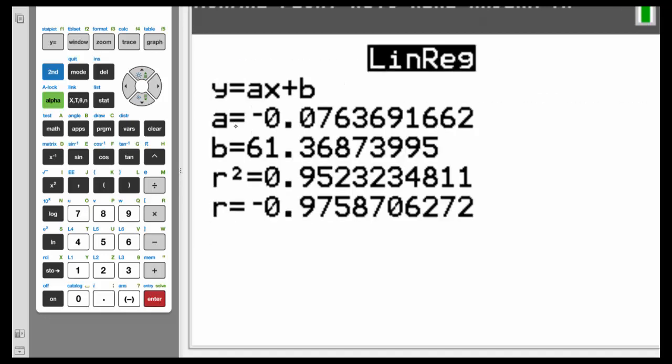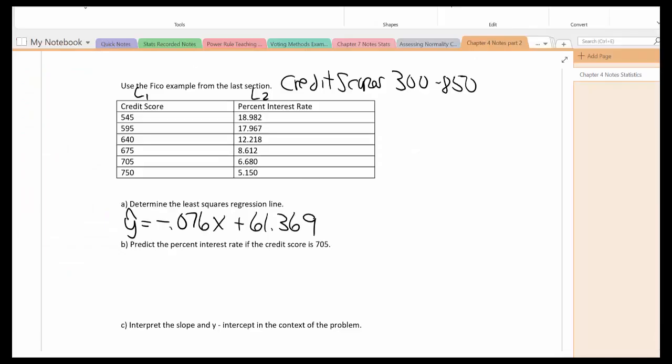So again, our slope is the A, so rounding to 3 decimal places, that's negative 0.076. The y-intercept is B, rounding that to 3 decimal places, that'll be 61.369. So let's put this on the paper now. Okay, so the least squares regression line, remember it's y hat, not just y, is equal to negative 0.076x plus 61.369.